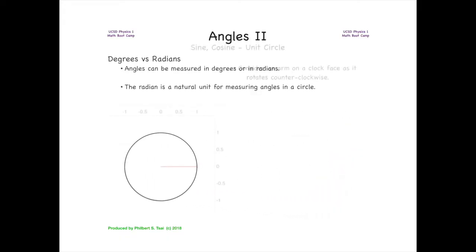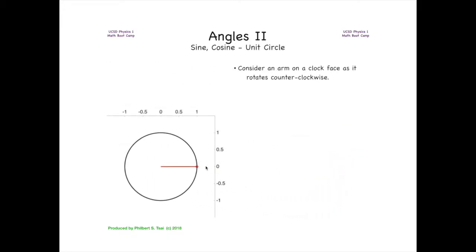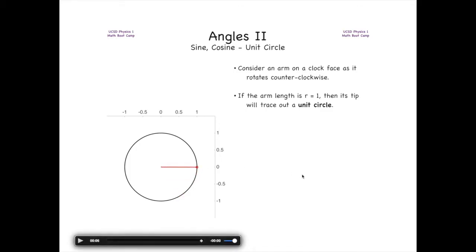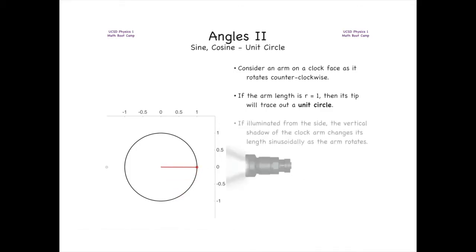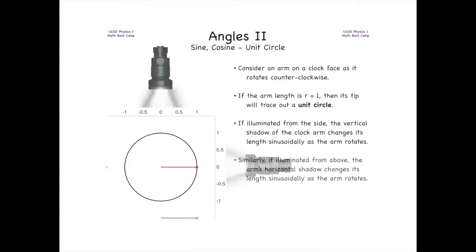Let's think of that unit circle as a clock face, where the clock arm rotates counterclockwise around that circle. If the arm length is defined as having a radius of 1, then the tip will trace out a unit circle. If we illuminate the clock from the side, the vertical shadow of the clock arm changes its length sinusoidally as the arm rotates. Similarly, if we illuminate from above, the arm's horizontal shadow changes its length sinusoidally as the arm rotates as well.